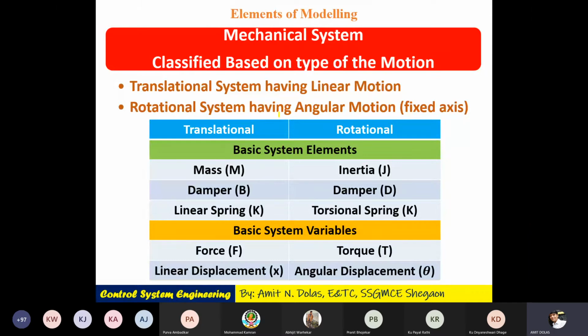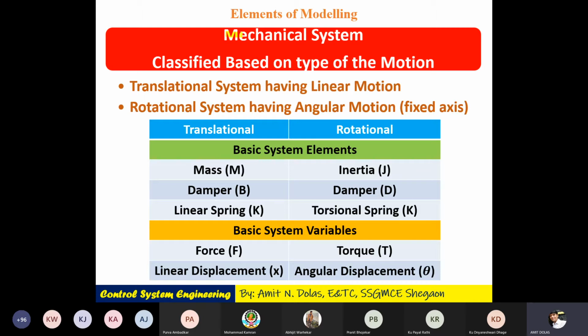electrical systems are classified into two types based on voltage source systems and current source systems. Accordingly, we have seen the relationship between voltage and charge, and current and flux, and we derived a mathematical model of voltage source and current source systems.